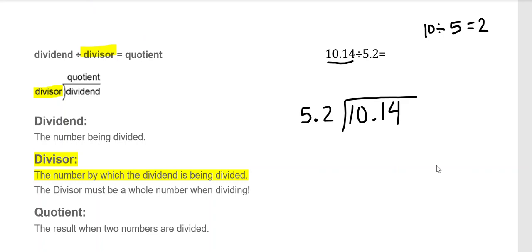The dividend is inside and has the decimal here. The divisor is outside and also has a decimal. Well, the divisor must be a whole number when dividing. So we are going to move the decimal so that the divisor is a whole number. How many times do I have to move the decimal so that the divisor is a whole number? Once, because there's only one digit to move it past.